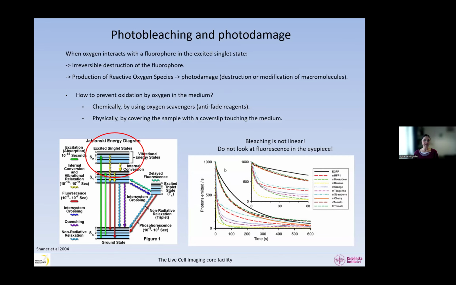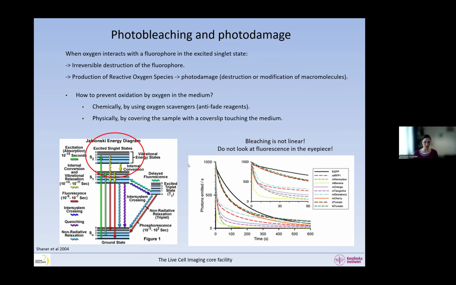And you can see here that the bleaching is not linear. So bleaching goes much faster at the very beginning and then it slows down. So it is really important not to look at fluorescence in the eyepiece if you can avoid it. In this course, we will teach you how to find your sample and focus on your sample without looking at fluorescence in the eyepiece. This is a technique that is very simple.